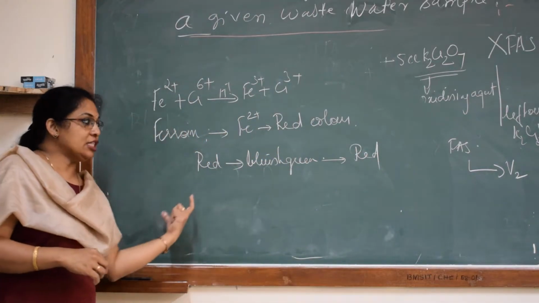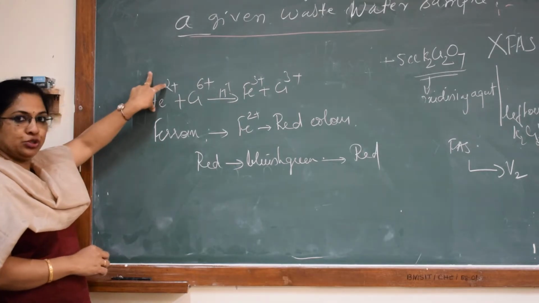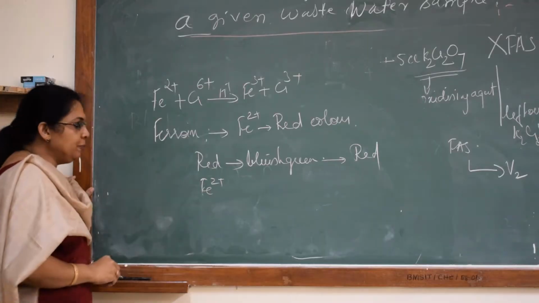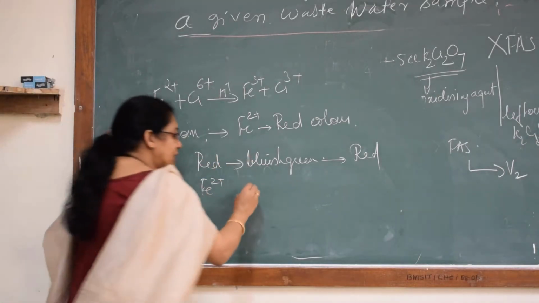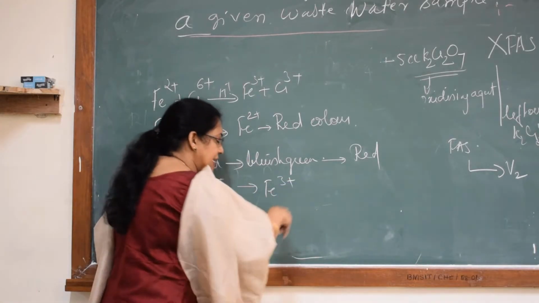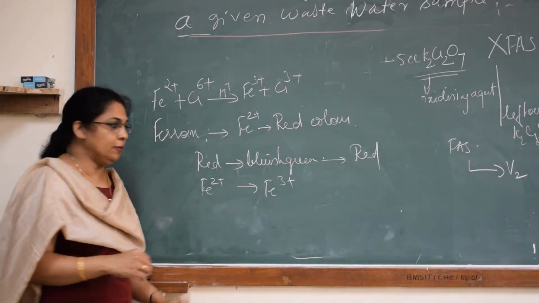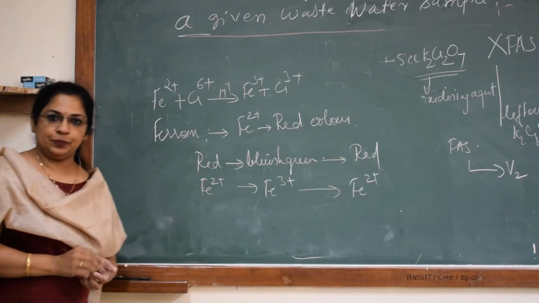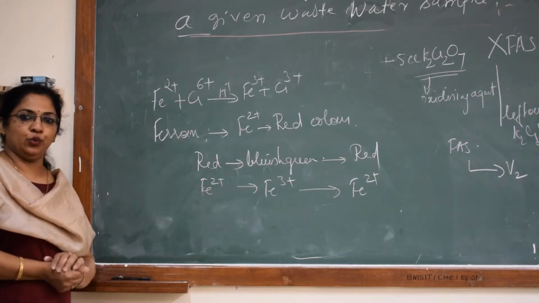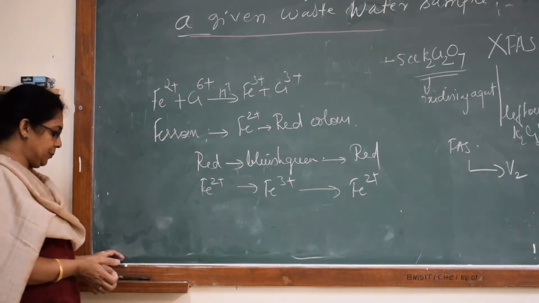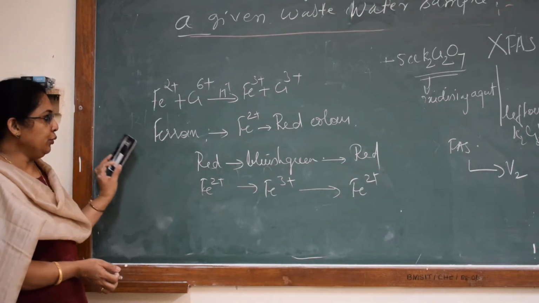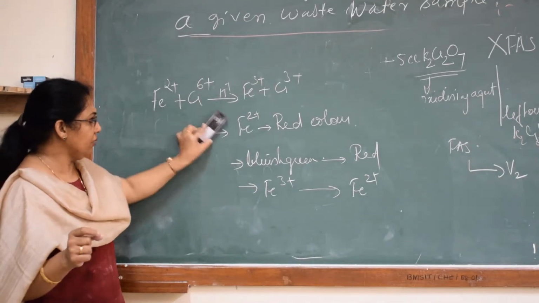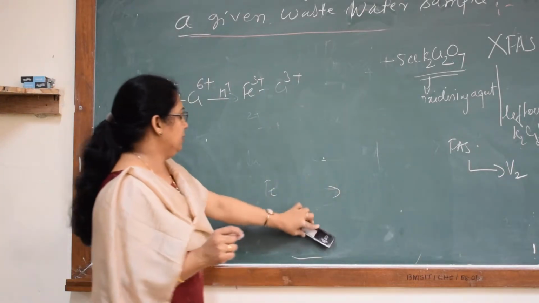The reason for this change is initially we have Fe2+. Ferroin is Fe2+, that is red colored ferroin, which converts to Fe3+ in the presence of oxidizing agent. It becomes bluish green. Again it changes to Fe2+, which is red in color. This is the color change of ferroin that we can observe in this experiment. Is this clear for you? So ferroin is the indicator used here, which gives this kind of color change. And this is the reaction taking place.